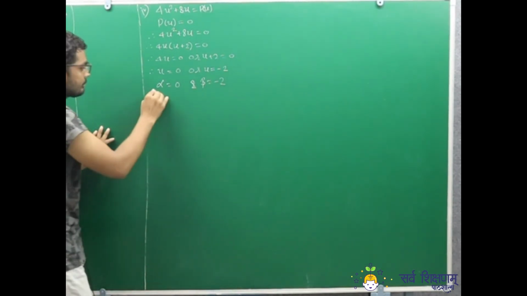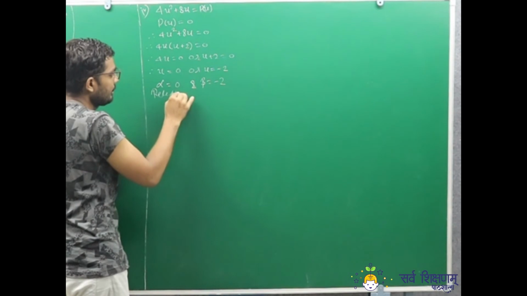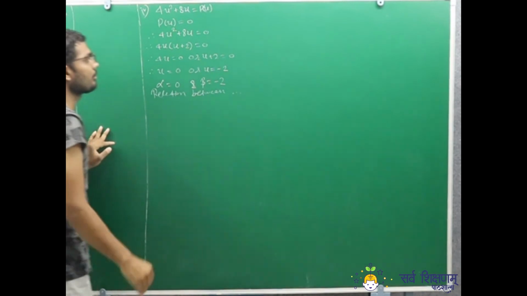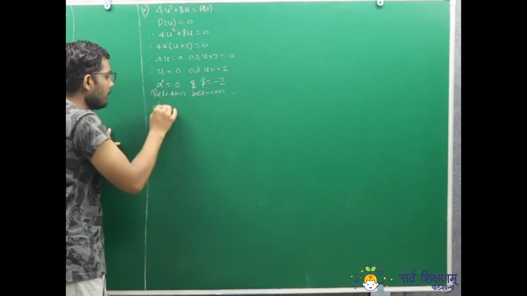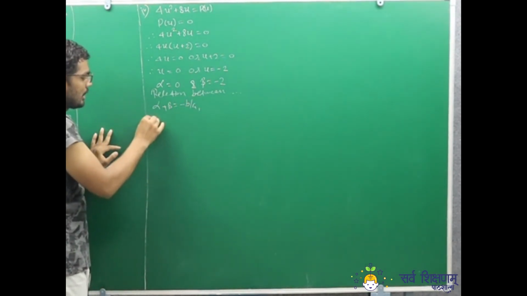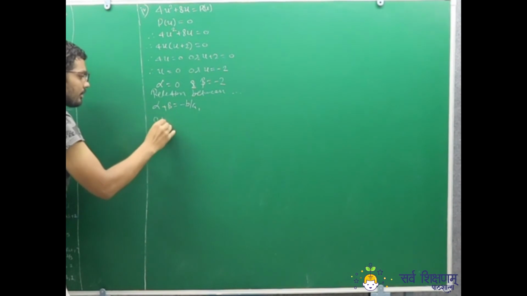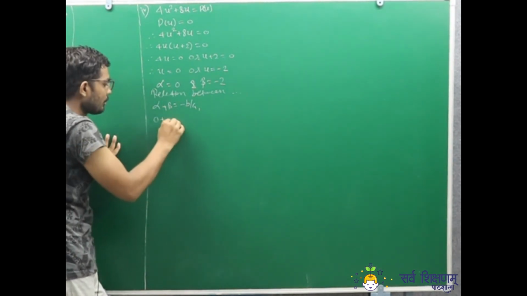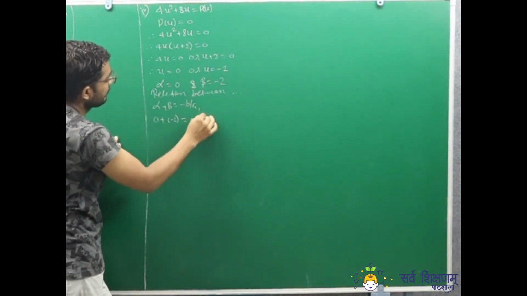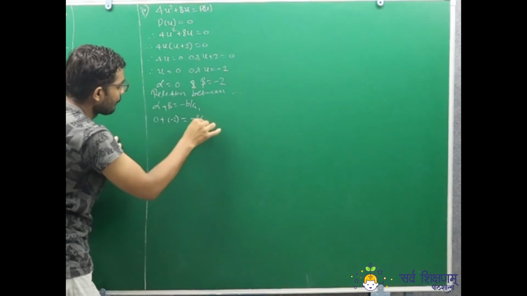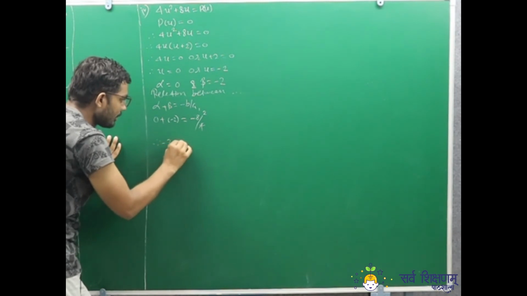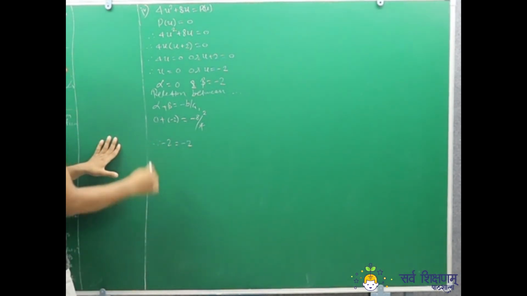Relation between zeros and coefficients of a polynomial: alpha plus beta is equal to minus b by a. Therefore put the value of alpha, 0, plus the value of beta, minus 2, is equal to minus b by a. The value of minus b is minus 8, divided by a, which is 4. 0 minus 2 is equal to minus 2, is equal to minus 2. First relation proved.